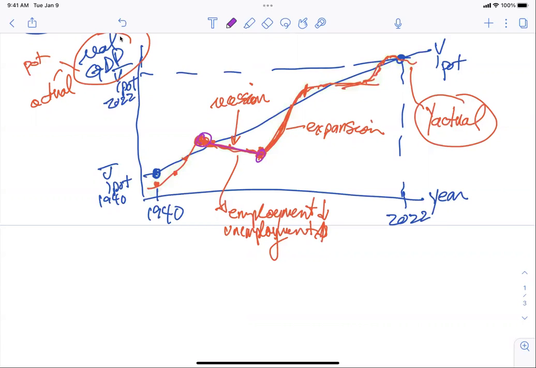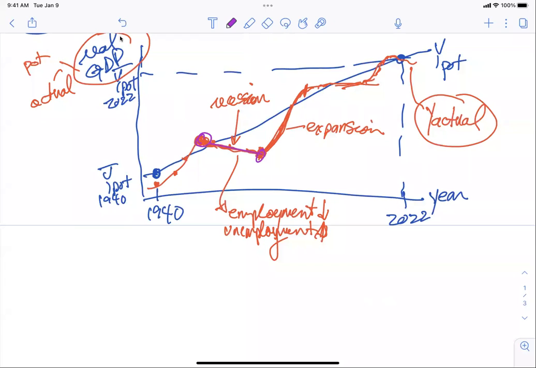In our model, it's either a shift to the left of IS, a shift to the left of LM, a shift to the left of AS, or sorry, aggregate demand. Typically, it has to do primarily with spending. It could be a supply side shock too, but there are shocks to the economy that knock us off our long run trend and either cause us to grow above the trend or fall. Business cycles.